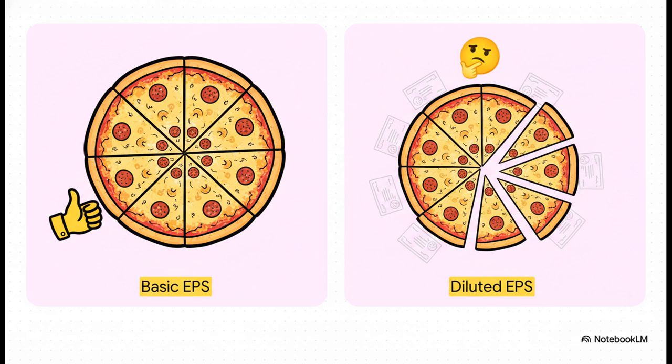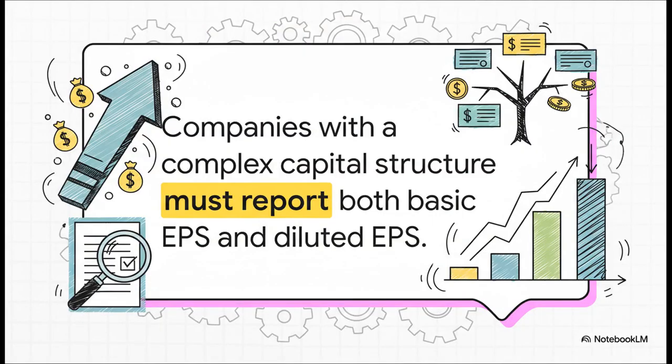And since you're dividing the same amount of profit by a bigger number of shares, the diluted EPS is always going to be lower than the basic EPS. It's the more conservative, kind of worst-case scenario for your profit per slice. And this isn't just a good idea. It's the rule. Regulators actually require companies with these potential new shares to report both numbers. It makes sure investors are getting the full, transparent picture.